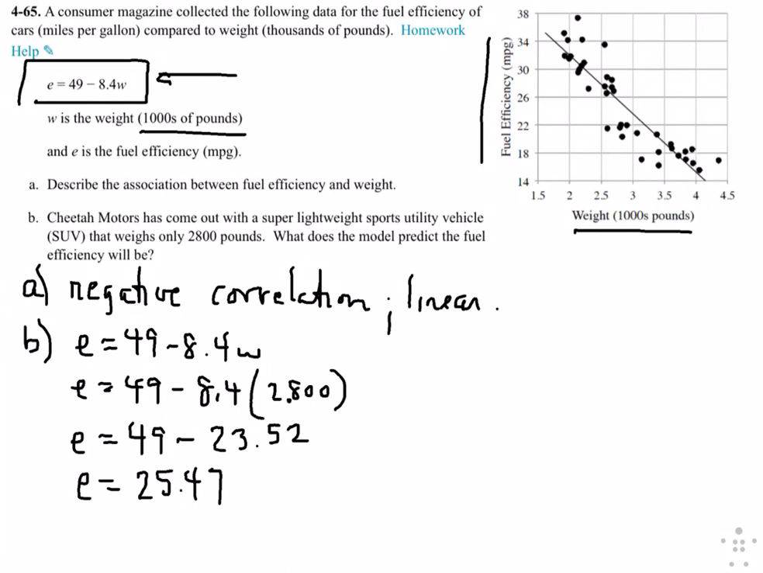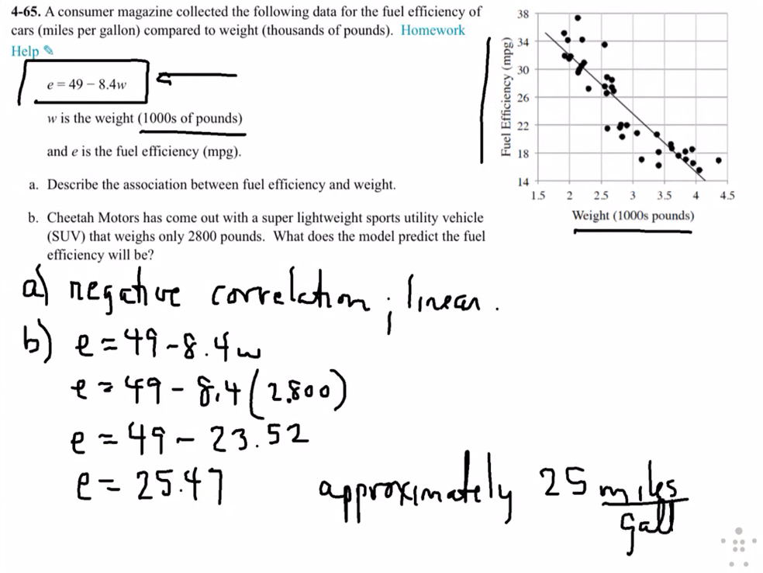It predicts approximately, it depends what you want to round to, approximately 25 miles per gallon. Right, based on this trend line that was drawn through the data.